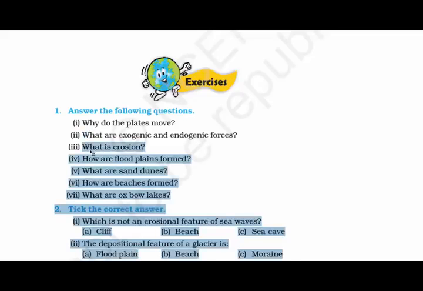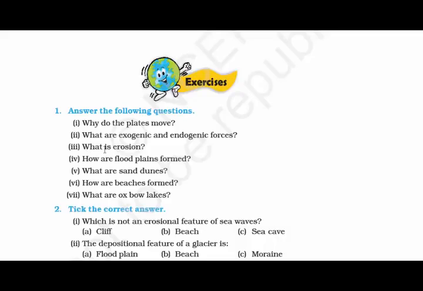Third question, what is erosion? Erosion is nothing but the wearing away of soil from one place to another by a means of transportation like wind, water, etc. Fourth question, how are floodplains formed? Floodplains are formed by continuous flow of running water. Fifth question, what are sand dunes? Sand dunes are nothing but the wind that blows in the desert and which carries the sand from one place to another. Sixth question, how are beaches formed? Beaches are formed due to the sea waves. The sea waves are the big reason behind the formation of landforms near the coastal plains. And these landforms are nothing but beach.